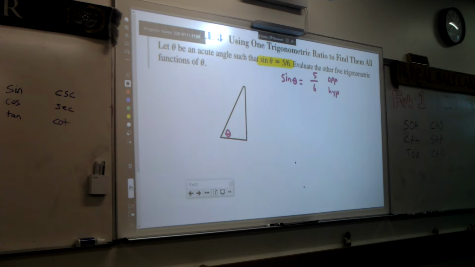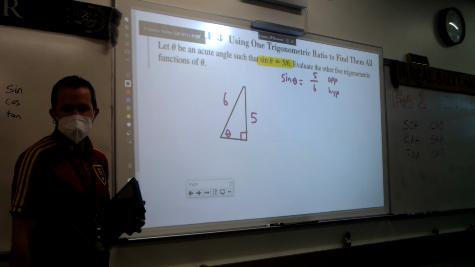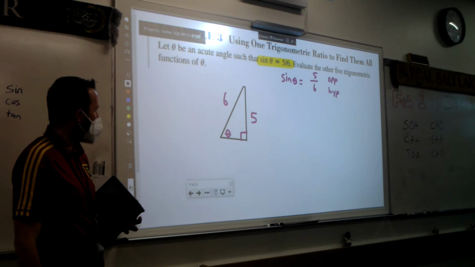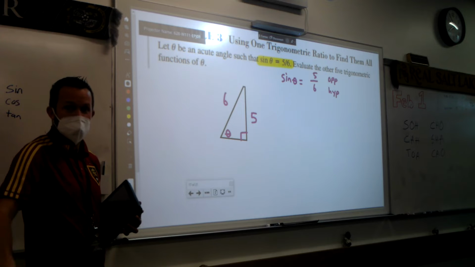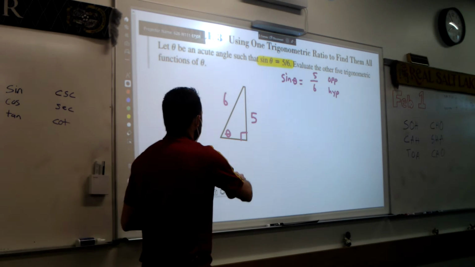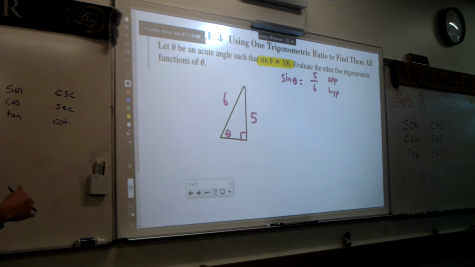Let's assume it's a right triangle. And my opposite is 5. My hypotenuse is 6. Now, if I'm going to do all 6 trig ratios, what do I still need to figure out? How do I figure out the adjacent side? 36 minus 25. So you're doing Pythagorean theorem, right, Johnny? Why don't you guys try to use the Pythagorean theorem here real quick? a squared plus b squared equals c squared for that third side there, okay?